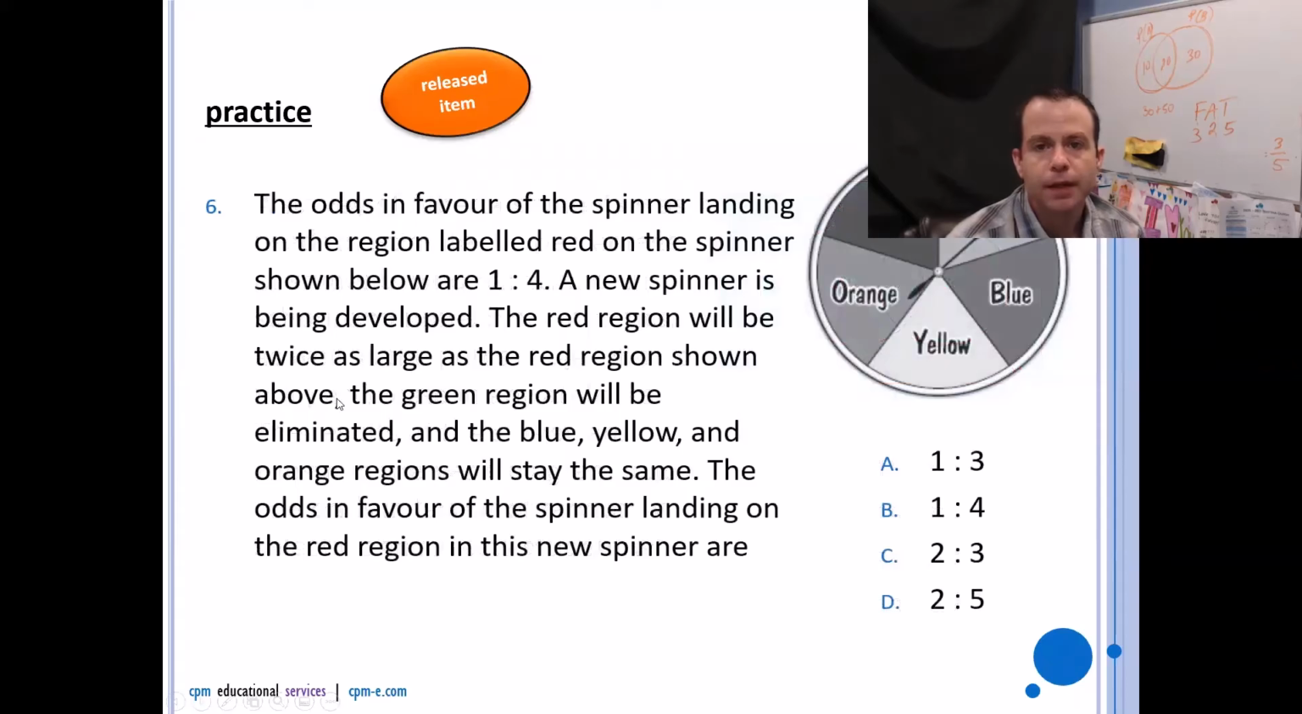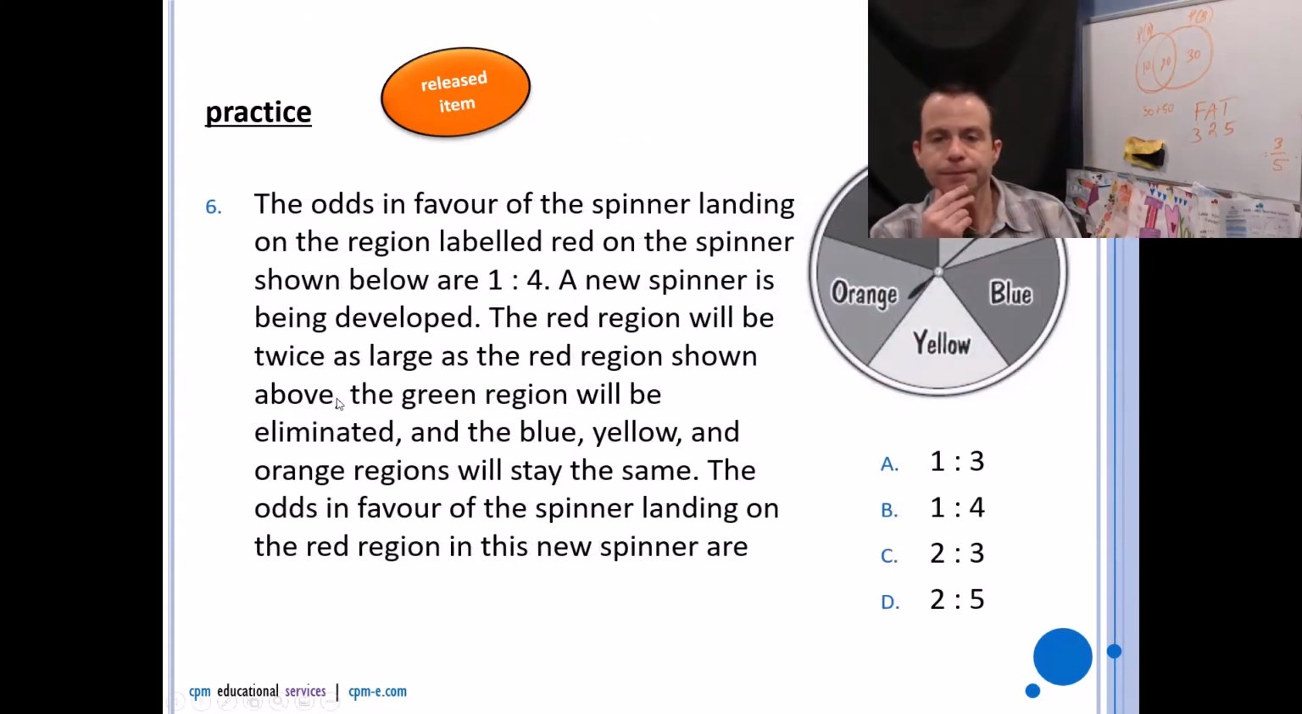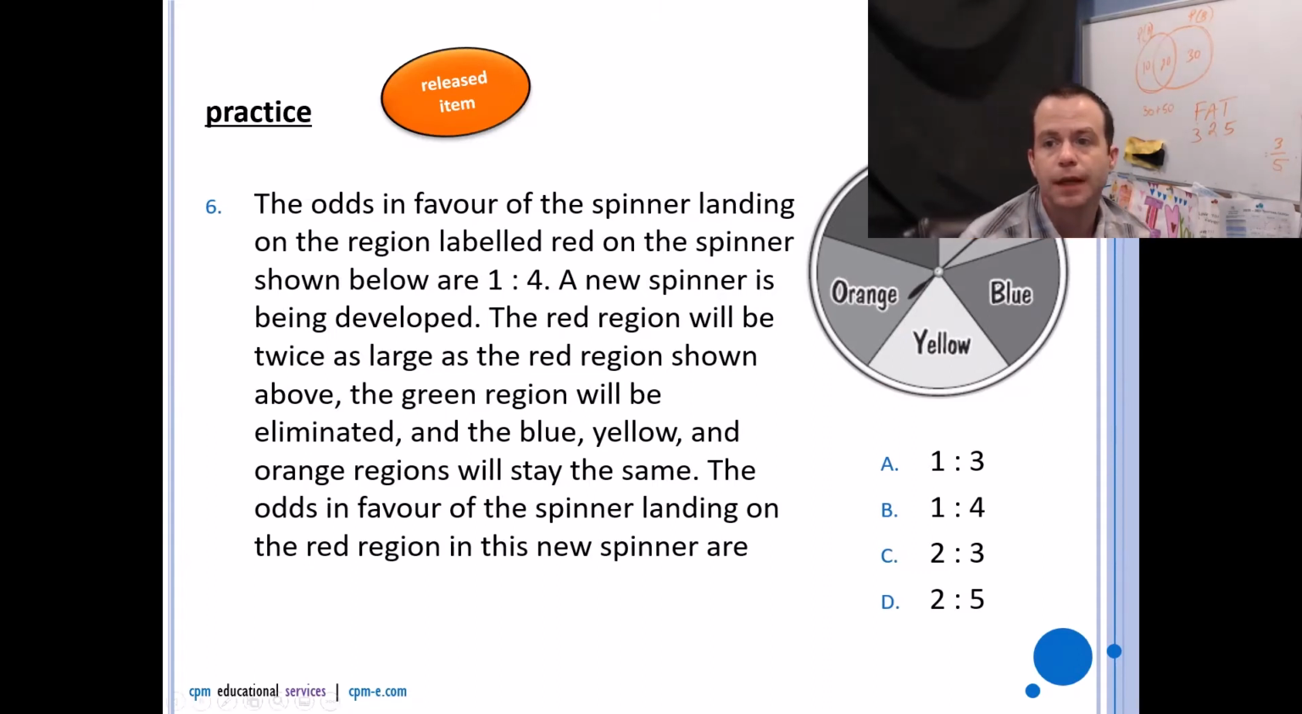Okay. The odds in favor of the spinner landing on the region labeled red on the spinner shown below are 1 to 4. Okay, so if I look at that, I've got 1 favorable, 1, 2, 3, 4 against. A new spinner is being developed. The red region will be twice as large, and the green region will be eliminated.